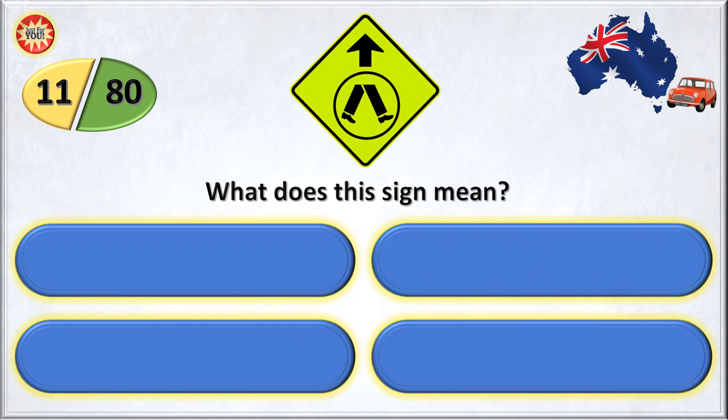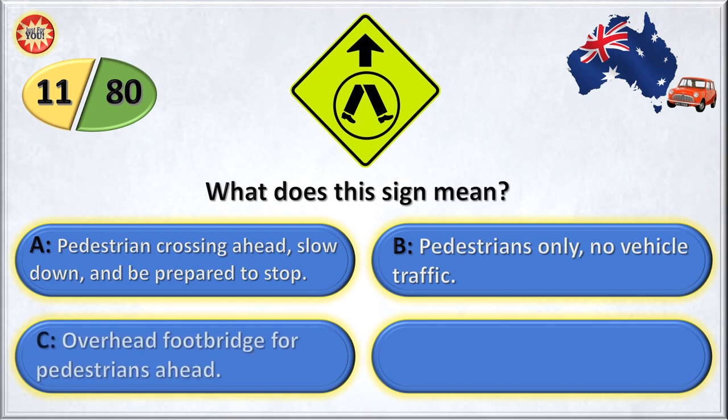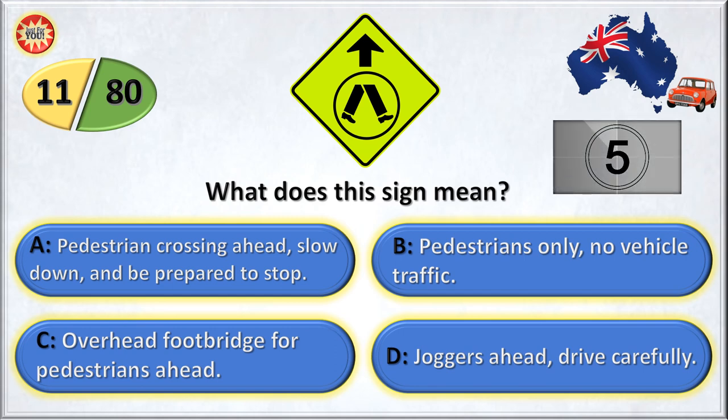What does this sign mean? Pedestrian crossing ahead, slow down, and be prepared to stop. Pedestrians only, no vehicle traffic. Overhead footbridge for pedestrians ahead. Joggers ahead, drive carefully. Pedestrian crossing ahead, slow down, and be prepared to stop.